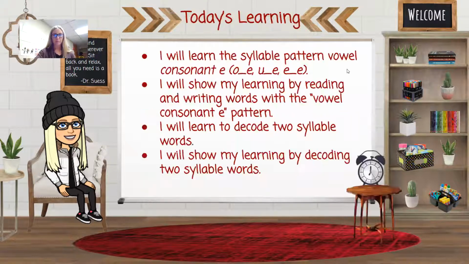Welcome back. Okay, we're working on that syllable pattern of vowel, consonant, E this week. So we focused on the vowel O, the vowel U, and the vowel E. So you're going to need your word dictation book. It's my favorite day of the week when we get to use word dictation books. So grab those, and we're also going to need the whiteboards because we're going to be decoding our two-syllable words.